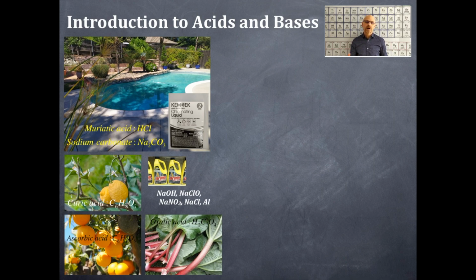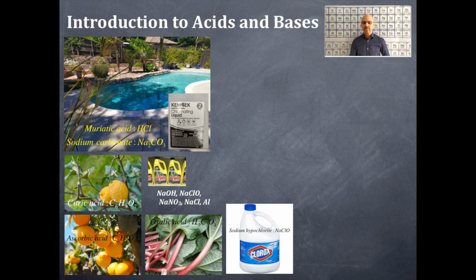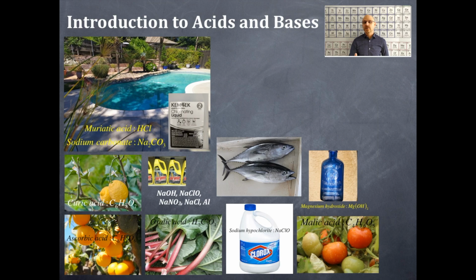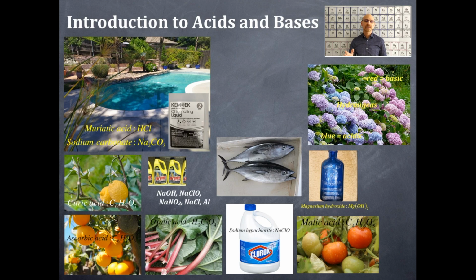And in Drano or other drain cleaning products, we have sodium hydroxide, sodium hypochlorite, sodium nitrate, sodium chloride, and aluminum. This is Clorox bleach, and this is sodium hypochlorite. This is malic acid in tomatoes. And magnesium hydroxide is something that we use for calming our stomach if we have an upset stomach. There's fish that has a bunch of different acids in them. And hydrangeas. Hydrangeas are a really cool flowering plant.